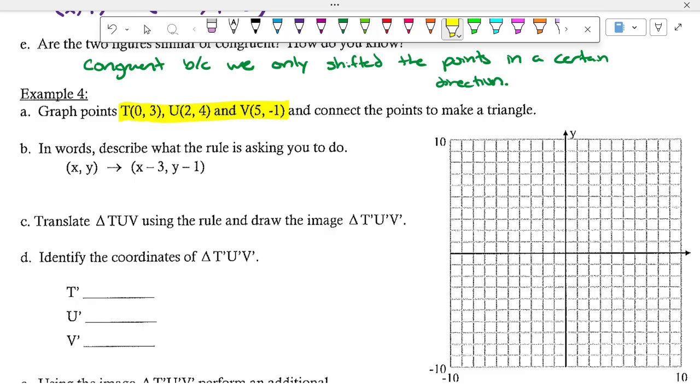So, first off, how would you describe this rule in words? What are they doing? Good. They're going to shift. Don't forget to include the word shift. That's the key word that says translation, translation, translation. Shift left 3 and then down 1. Any questions on that?